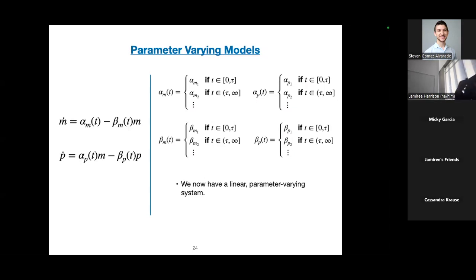But the most generalized model you could possibly get would be one in which these decay rates also vary with time. Cool. This would give us a linear parameter varying system. And the dynamical systems theory that underpins this is very rich and well documented. In understanding this kind of behavior, we can use all of the literature that exists in order to examine and analyze these systems.